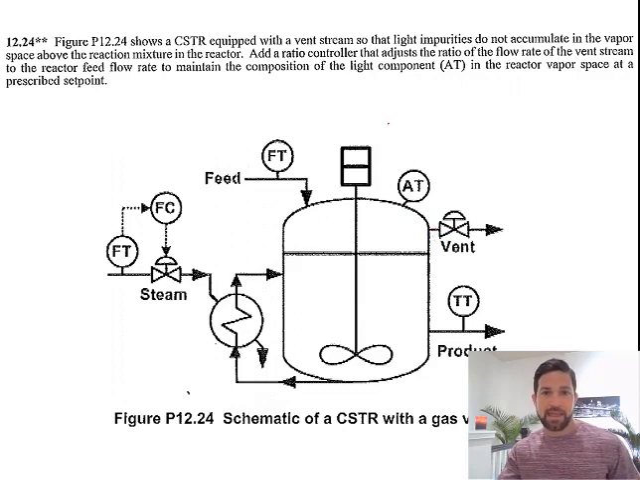What we want to do is add a ratio controller that adjusts the ratio of the flow rate of the vent stream to the reactor feed flow rate to maintain the composition of the light impurities in the reactor space. Okay, so our primary control objective. Let me stop here. I want you to work on this for a second, and then we will work through it.